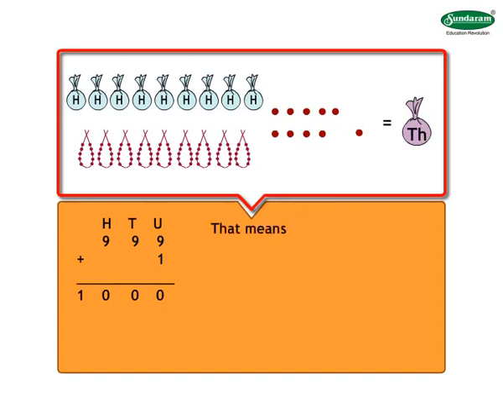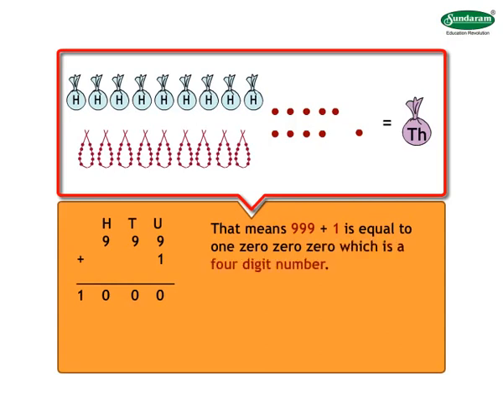That means 999 plus 1 is equal to 1000, which is a four-digit number. Did you note one thing, children? After we added 1 to 999, we have to make a new place to the left of the hundreds place. This place is called the thousands place.